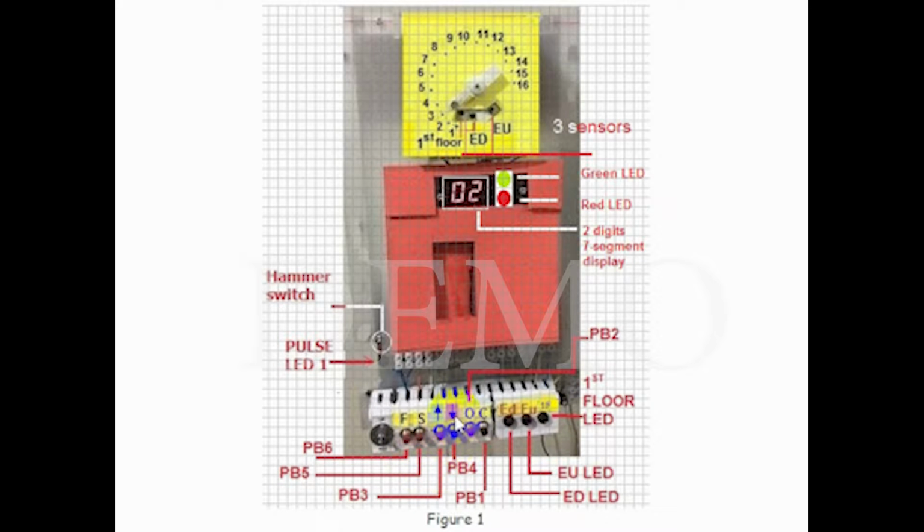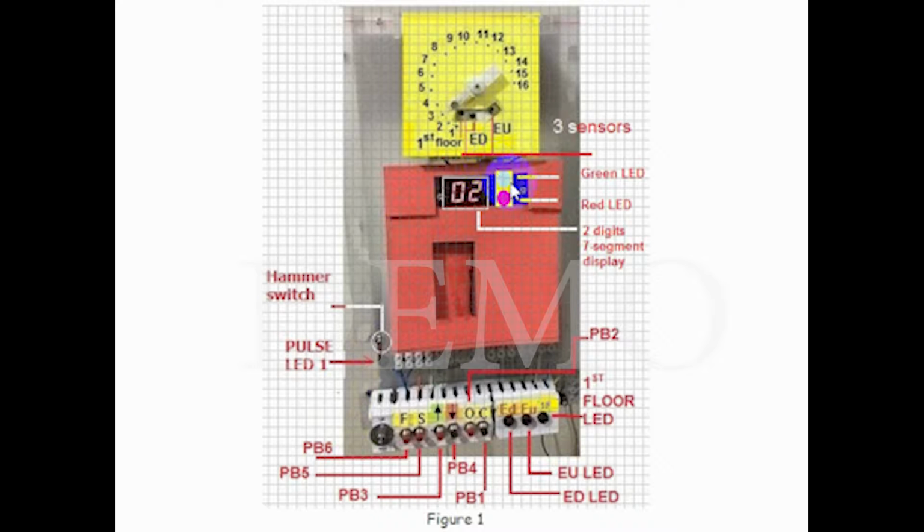Likewise, depressing and holding PB4, triggering either PB6 or PB5 simulates an elevator cabin movement downward with either fast or slow speed respectively. By usage of the hammer switch located on the bottom left side of the panel, the cabin's internal light can be turned on and off.